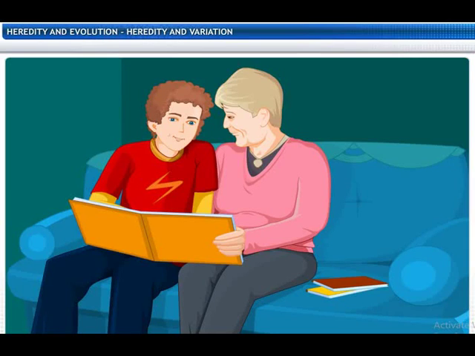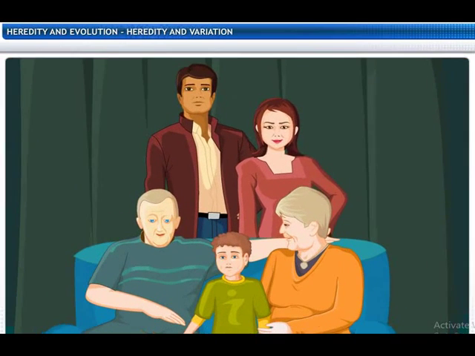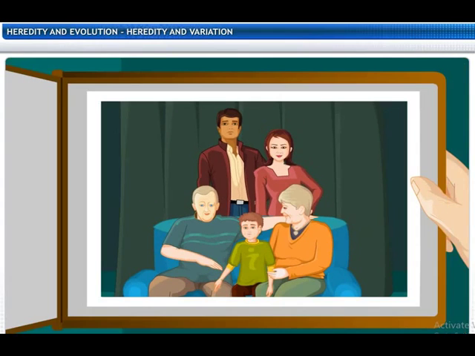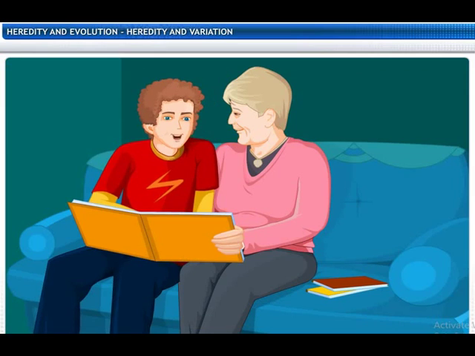This is our family album. See, you have your grandpa's blue eyes and my dimples. And you get your height from your father and your mother's fair complexion. I wonder why I get these features from different family members.